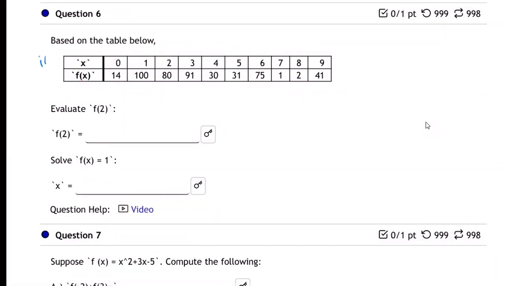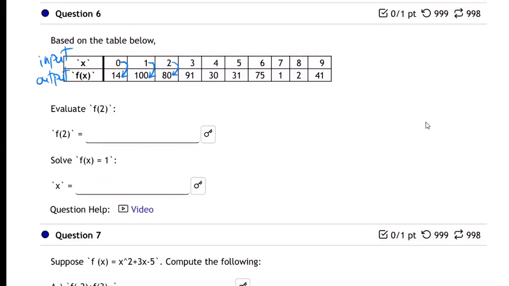It's kind of like an input and an output. So this function, the way it works, is if you put in a 0, you get out 14. If you put in a 1, you get out 100. If you put in a 2, you get out an 80, etc. So it's inputs and outputs for this function.